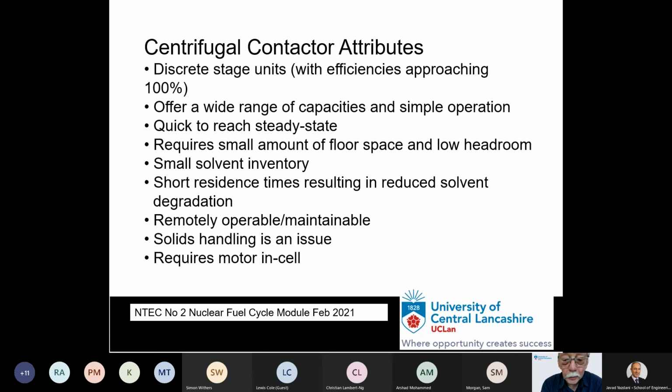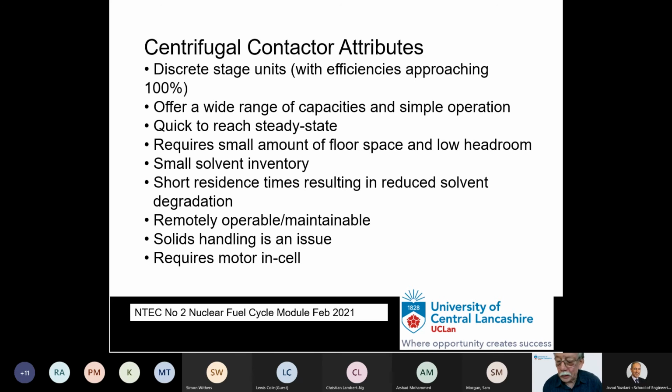Remotely operable, maintainable. That is largely true, provided the stirrer and the actual shaft of the mixer do not become disengaged or break. In mixer settlers, we have seen where the actual rotor, the bottom of the shaft, the actual impeller, I've seen that fall off because they've not been welded. These days, they'll probably weld the two together. But obviously those shaft and the impeller, they can erode with time. Solids handling is an issue.